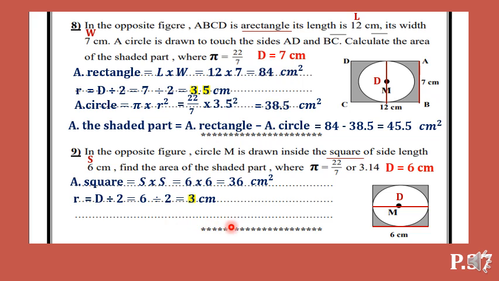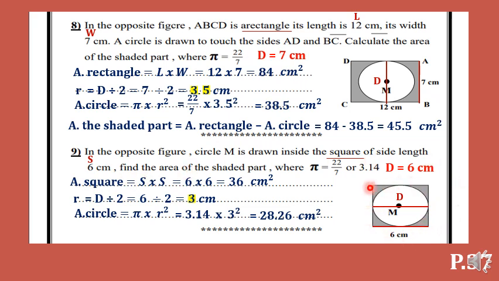And can we find the area of the circle given the diameter? No, we must find the radius. R equals D divided by 2. 6 divided by 2 equals 3 centimeters, so this 3 centimeters is the radius length. Now, can I find the area of the circle? Yes. Area of circle equals pi times r power 2, which equals 3.14 times 3 power 2 equals 28.26 square centimeters.